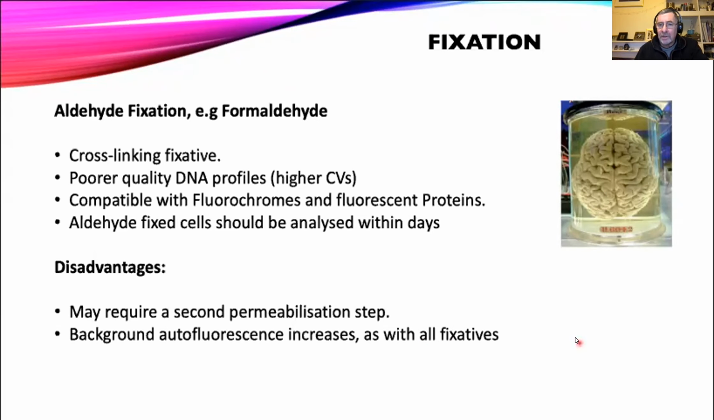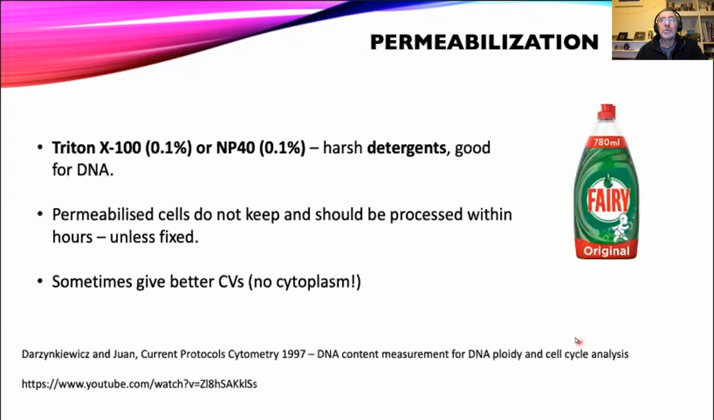Actually, we don't have to fix at all. We could just use a detergent. We could just use a permeabilizing reagent. Many of you again are familiar with Triton X100 that you might be putting onto your cells before you do a Western to pop them and release the proteins. We can do that in DNA analysis. We can put our cells in a fairly high concentration of detergent, which basically removes all the cytoplasm and leaves us just with nuclei. Again, that helps with the CV. But you generally have to run them fairly quickly. I mean, you can fix them and run them later, but normally I would run them straight away.